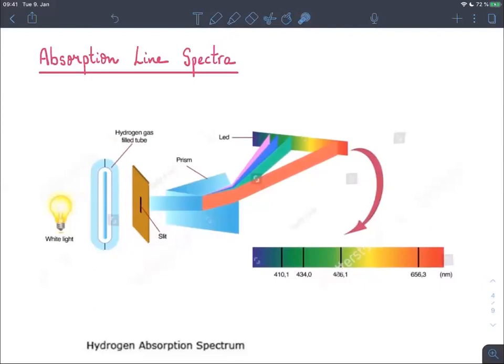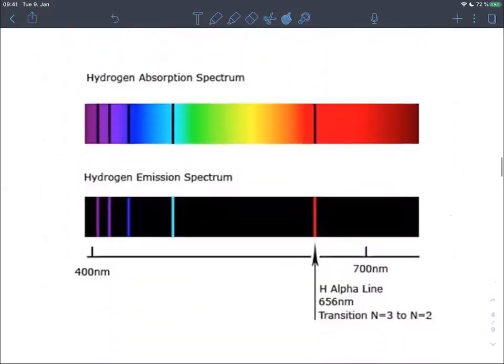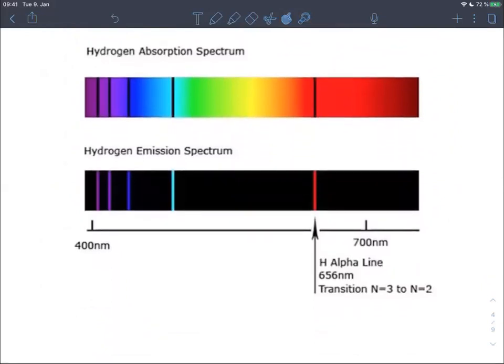We would observe a color spectrum with missing color lines, which correspond exactly to the emission line spectrum we would obtain if we were to burn hydrogen or power up a hydrogen discharge lamp. This is very clear in the next figure here, where we can relate each missing color line with a color line in the emission spectrum. And so on.